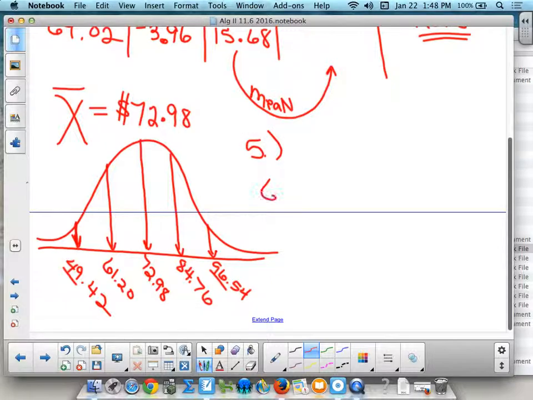Number 5, ready? 6, 7. Okay, here we go. 5 says this. Within how many standard deviations of the mean do all the costs fall? 1, 2, or 3? 2. Yeah. Okay, here's the deal. Will you just do me a favor? No, it's 3. Put the cost inside here. Give me the first one. The 49 one sticks out. Nope.